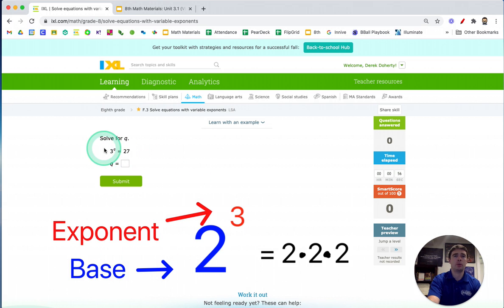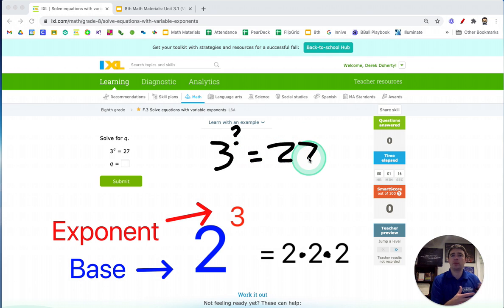And the first one that we're given says 3 to the power of q equals 27. They're really saying 3 raised to what power, I'm going to put a little question mark, will give us 27. And the way I do these problems, I say, hey, if my base is 3, I'm just going to start by working through this.